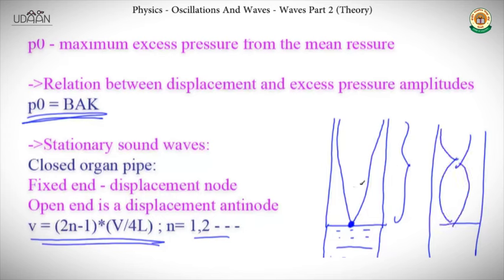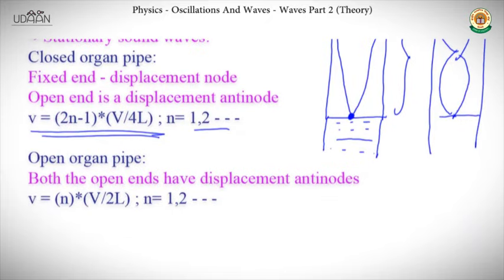Similarly, there is an open organ pipe also, where both ends are open. So we treat both ends as antinodes. In the fundamental mode, we have an antinode at each end with one node at the middle. And then again one more loop adds to this, and so on.